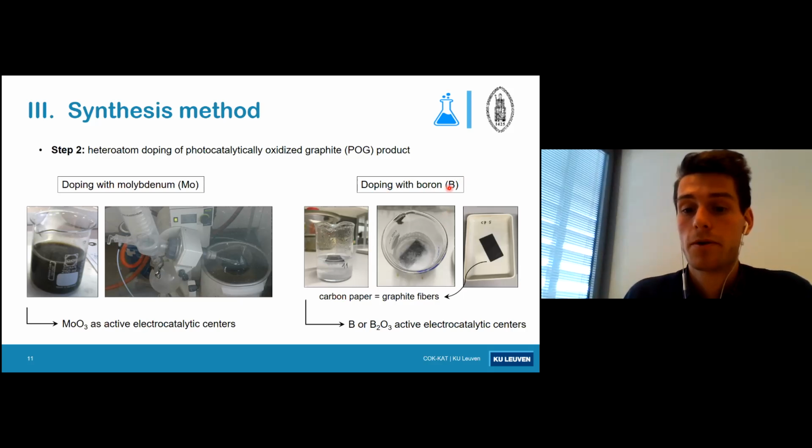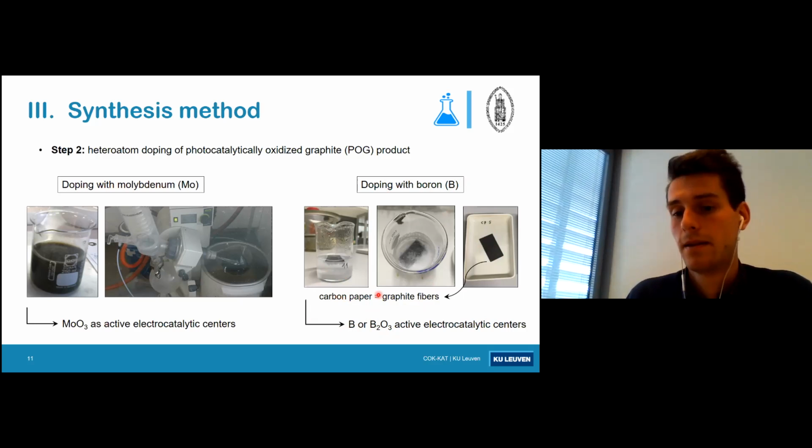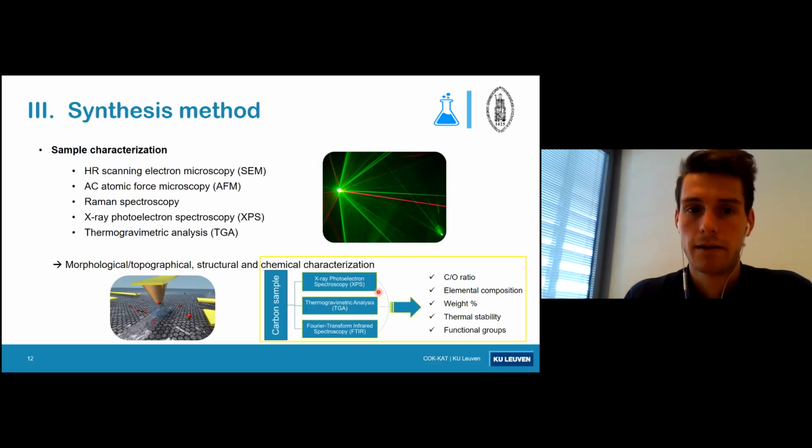Another dopant can be boron. For example, the doping of oxidized carbon paper, which are actually graphite fibers. So this can be doped with boron, and you can create in the end a boron doped or boron oxide doped active electrocatalyst. So the species are then bonded actually with or contained in the carbon lattice. And so you create an active electrocatalyst.